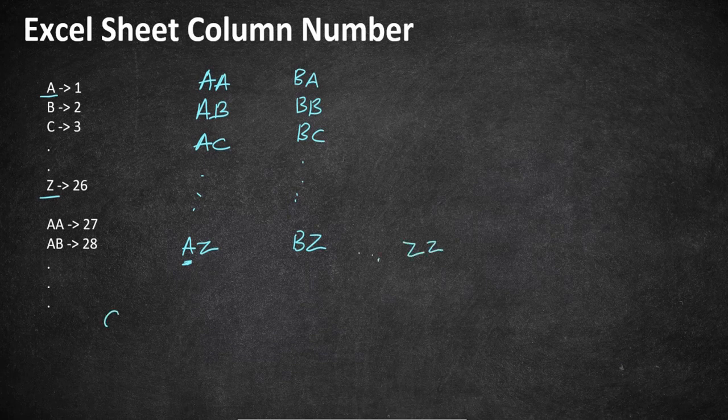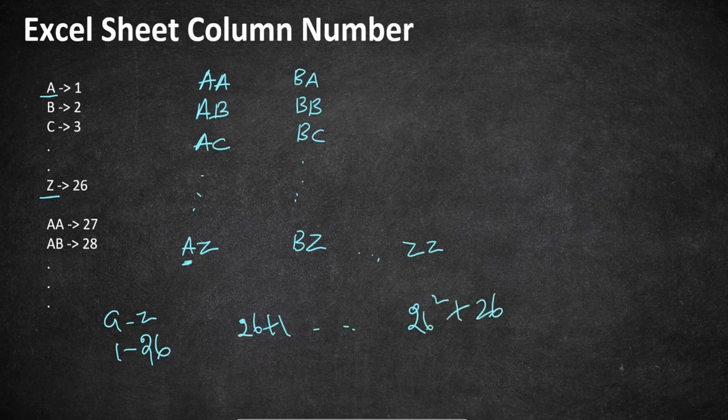As we know, A to Z is going to have the numbers 1 to 26. What would be the numbers for AA to ZZ? It will be 26 plus 1, which is 27, to 26 square plus 26. How are these determined? Till Z it will be 26. After that it will be AA, so the next number is 27. This one comes with A because A is the first character, which is holding the value 1. So 26 plus 1 would be AA. And finally ZZ will be 26 square plus 26.